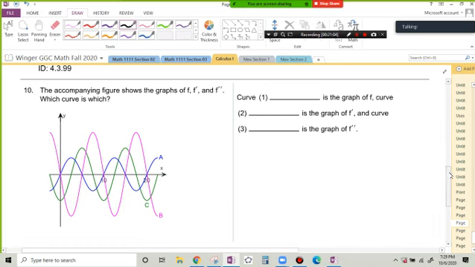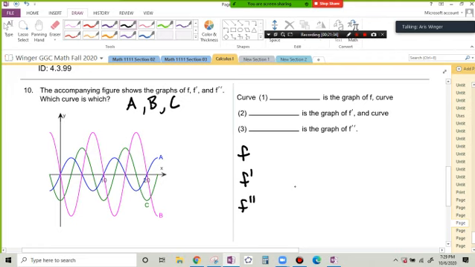The accompanying figure shows the graphs of f, f prime, and f double prime. Pure madness. Which curve is which? So we've got A, B, and C. Right? So we got some stuff going on here. So now we know what we need to be looking at. So we got f, f prime, and f double prime.